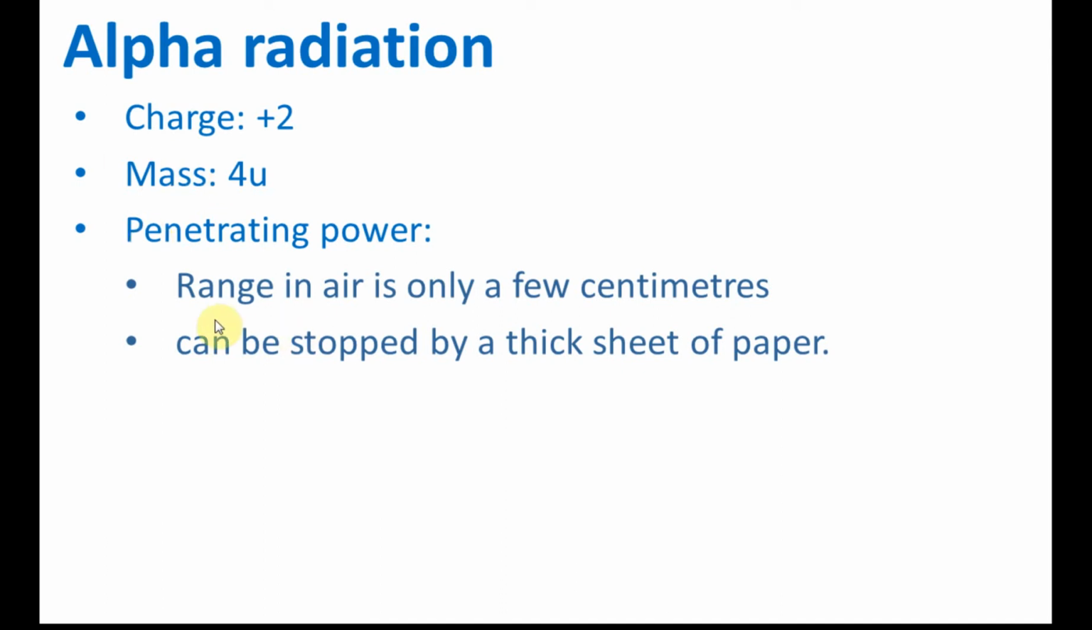Okay, and the penetrating power. The alpha radiation has a range in air of a few centimeters, which is very short. In air, the obstacles are very low, but it can only move a few centimeters, which means that its penetrating power is very low, and it can be stopped by a thick sheet of paper. It can be stopped by just a piece of paper. So the penetrating power is very low.